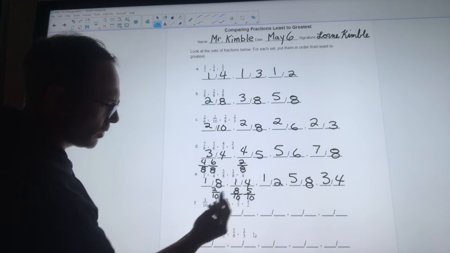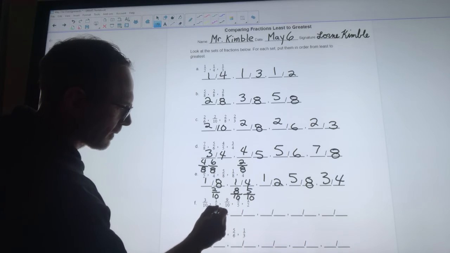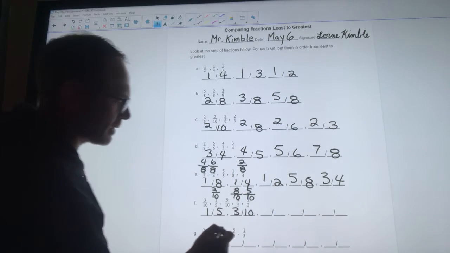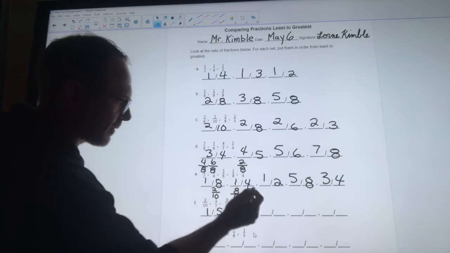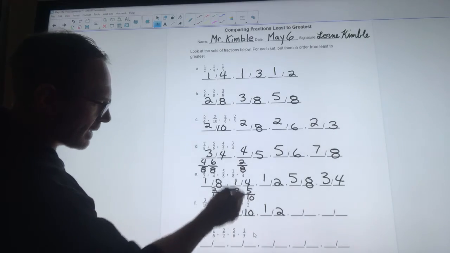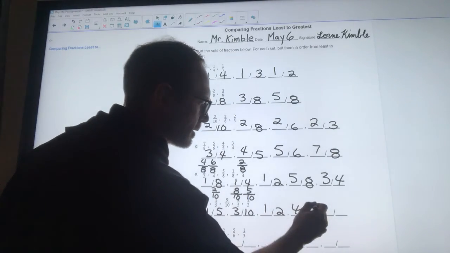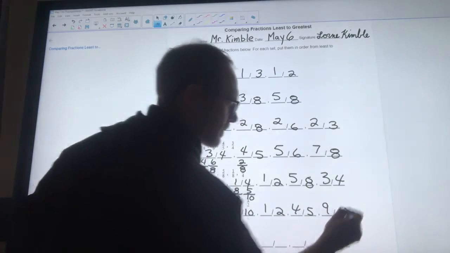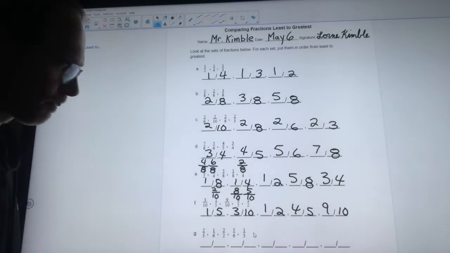So the smallest would be 2 tenths, which is 1/5. Then 3 tenths, which is what it says there, 3 tenths. Then my next would be 5 tenths, which is 1/2. Then I have 8 tenths, which is 4/5. And then lastly, 9 tenths, as it says here. Do that one more time.